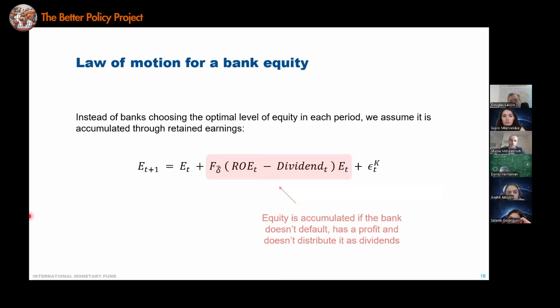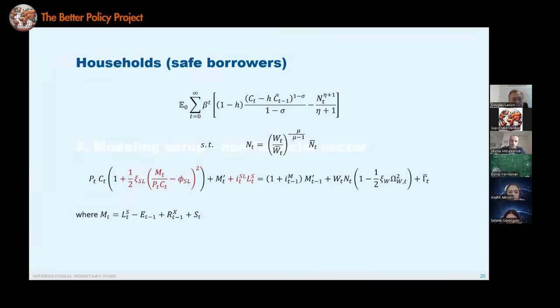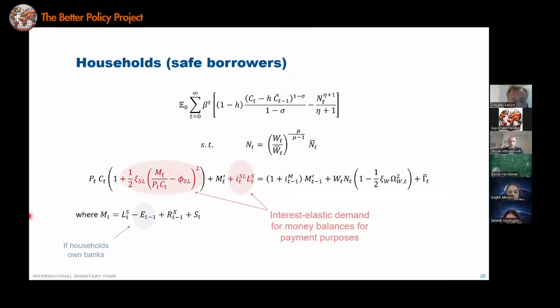If banks default, then there is no addition to equity via retained earnings because their retained earnings are non-existent. But if there is no default, then banks do expand their equity by retained earnings on top of dividend payouts. So the non-financial sector is pretty standard, so I will quickly go through it.